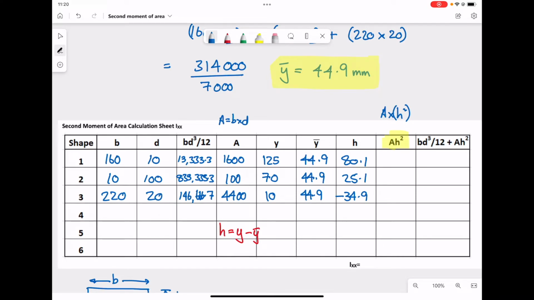Filling in the values, taking the area for the first row of 1600 and multiplying it by 80.1 squared, you get 10,265,616. For the second row values, the area, 1000 it should be, times 630,000, and for the last set, where the area is 4,400 multiplied by minus 34.9 squared, squaring a negative number gives you a positive number and gives you a value of 5,359,244.